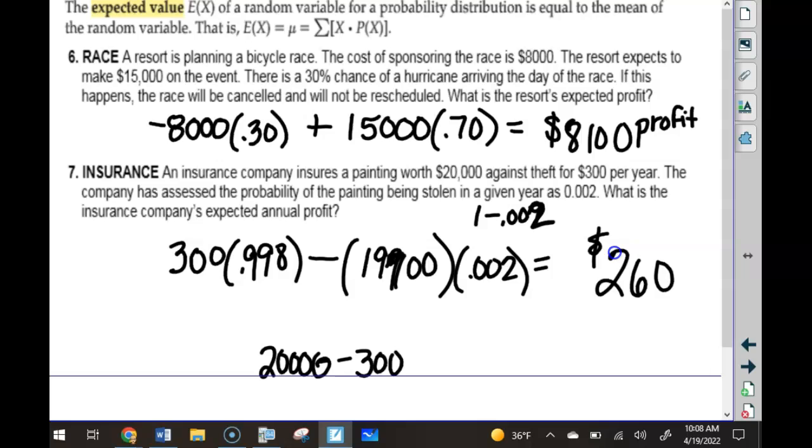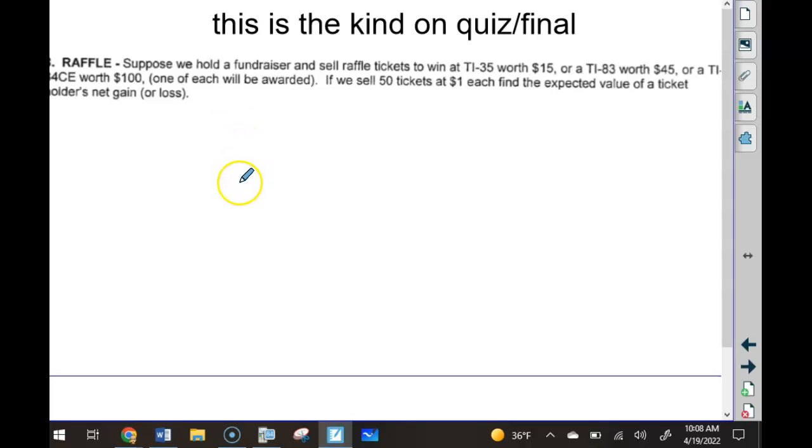If it came out negative, would the company be charging enough for their insurance? They don't want the average to be negative, right? I mean, it's always a chance, but they would want to charge more so that their average was a positive number. Okay. This is the kind that's on the quiz. Do you have this question about the raffle, guys? Okay, so put a little star by it so you go back and look at it again before the quiz.